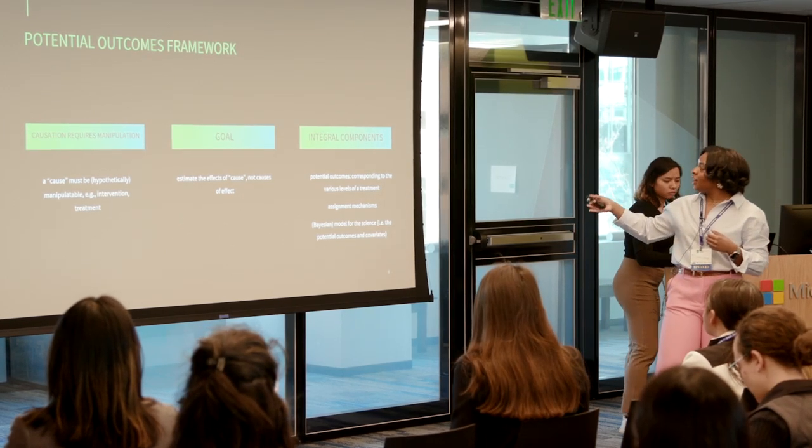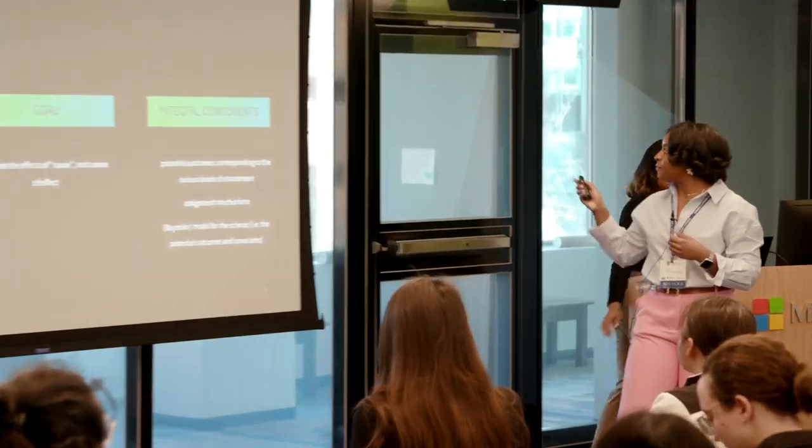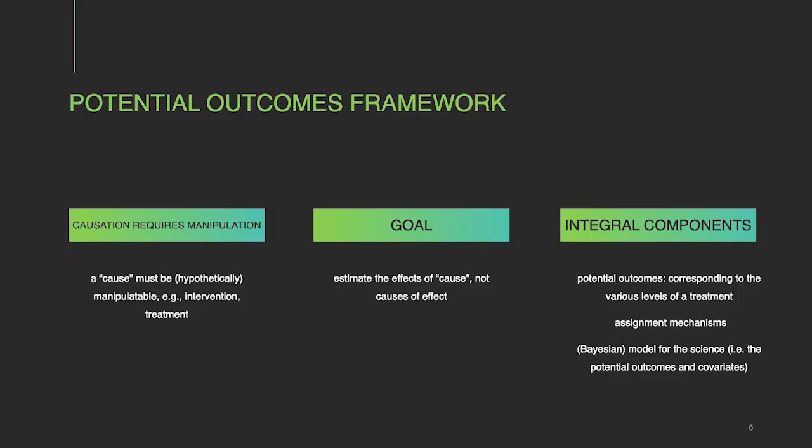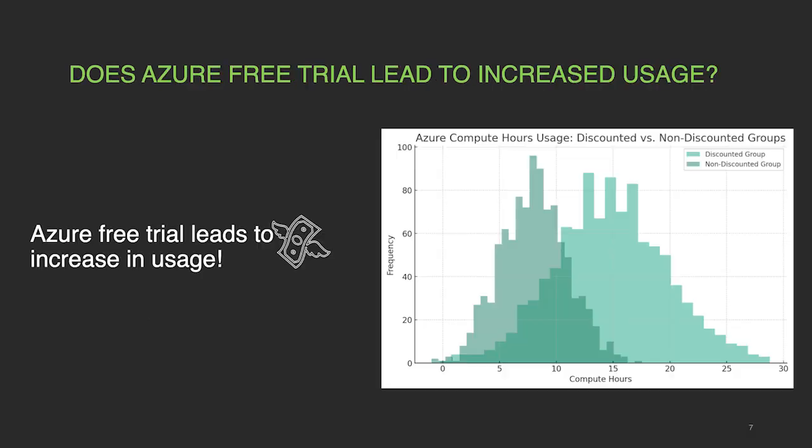And then finally, we have three different components. We have an assignment mechanism, meaning we have a way to actually assign our treatment to these potential outcomes. And then finally, we have a model for the science, meaning we need a way to model each of our variables. In this talk, we'll talk about that in the Bayesian paradigm.